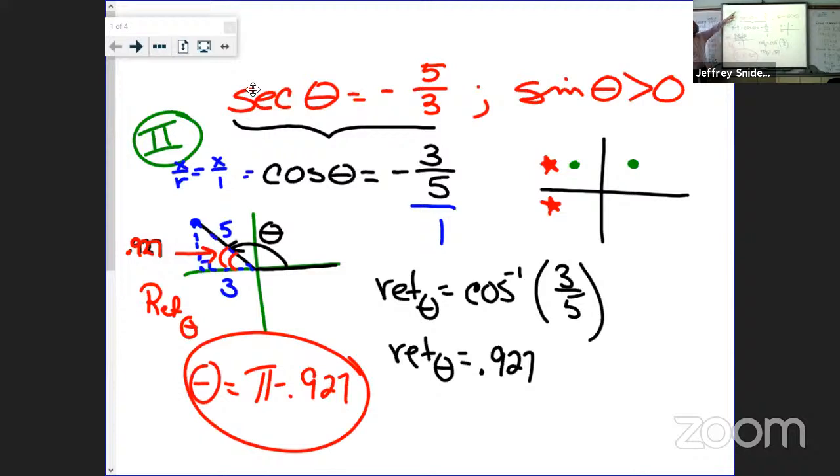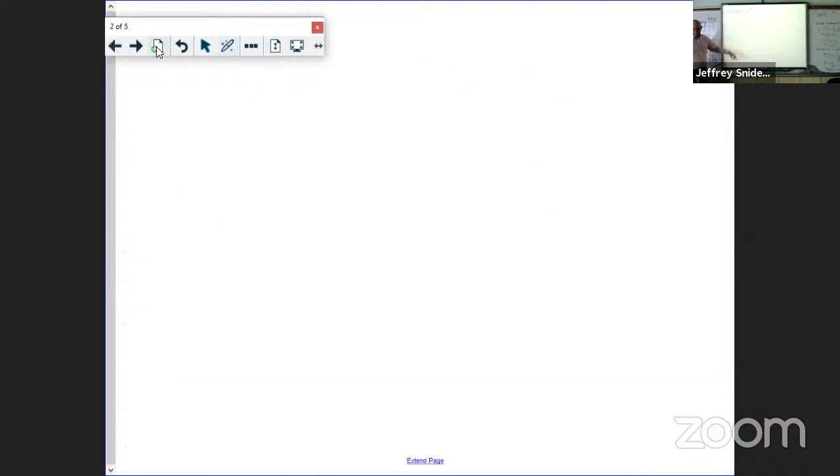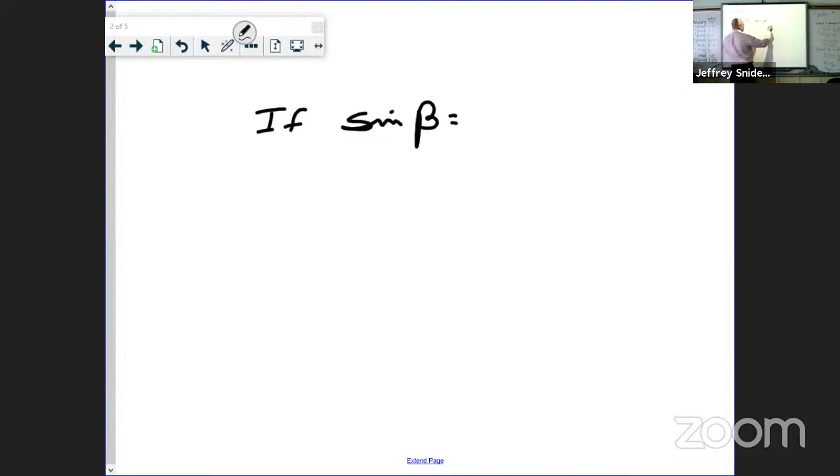So then you asked also for the last one, number 6. Number 6 was kind of similar in a way. I told you, if the sine of beta is negative 0.68325, I want to find my angles, all angles.